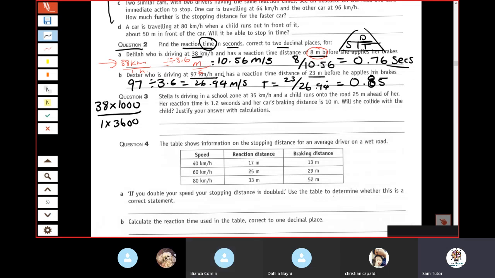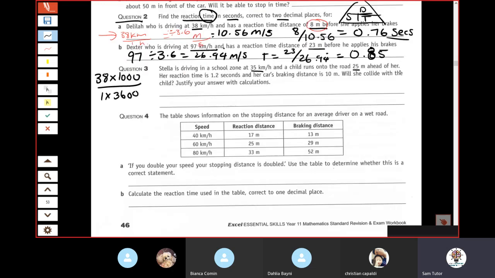So I'm just going to keep moving forward until someone tells me stop, all right? Question 3. Stella is driving in a school zone at 35 kilometers per hour. A child runs onto the road 25 meters ahead of her. Okay, keep in mind, the car keeps moving regardless, and by the time you react, the car could potentially reach this child, and that's obviously something they're going to ask you to calculate. Her reaction time is 1.2 seconds, and her car's braking distance is 10 meters. Will she collide with the child?